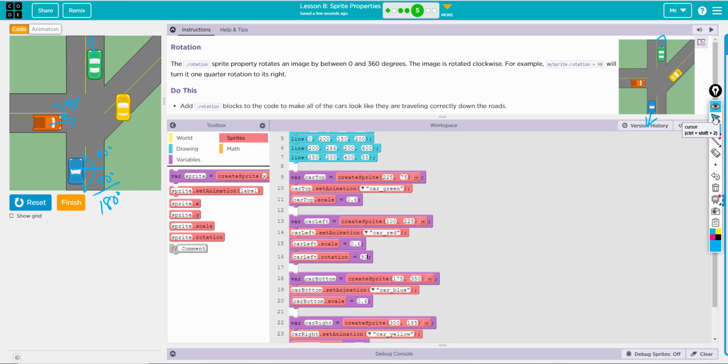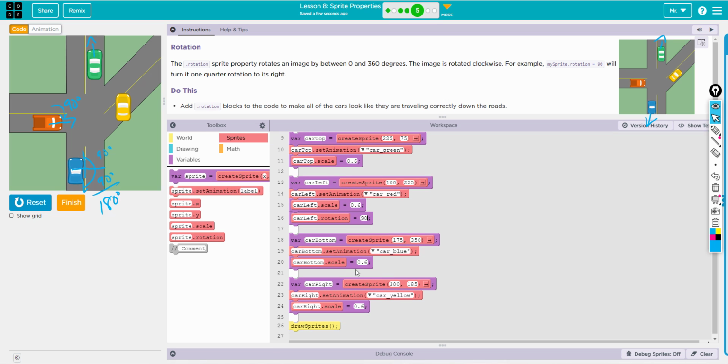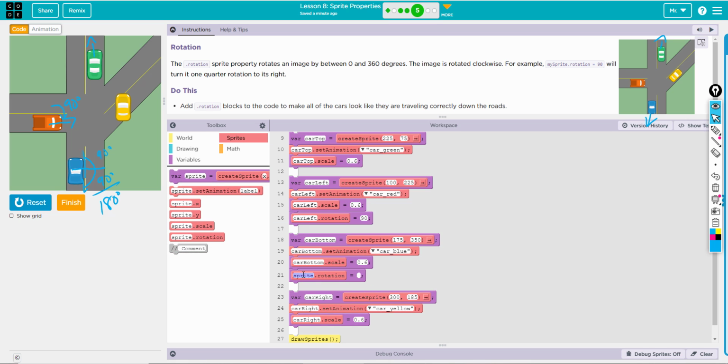So we're going to take a look now at, again, the blue car down here. I'm going to add the rotation tool. We're going to label car bottom, and that's going to rotate 180 degrees.